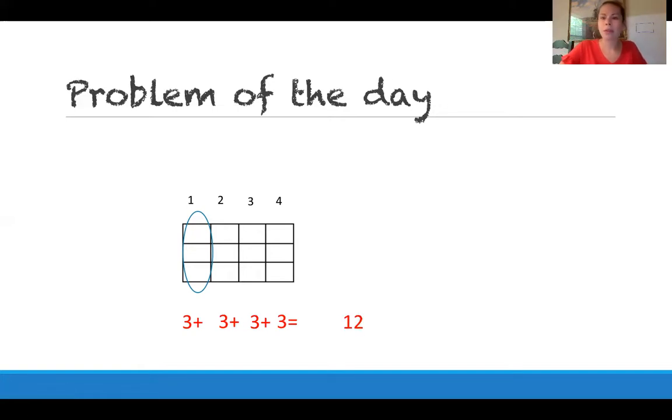Guys, why do you think that I wrote 3 every time? Yes, I wrote 3 every time because that's how many squares are in every group or column. Why do you think that I wrote 3 4 different times? Yes, I wrote 3 4 times because there are 4 columns.